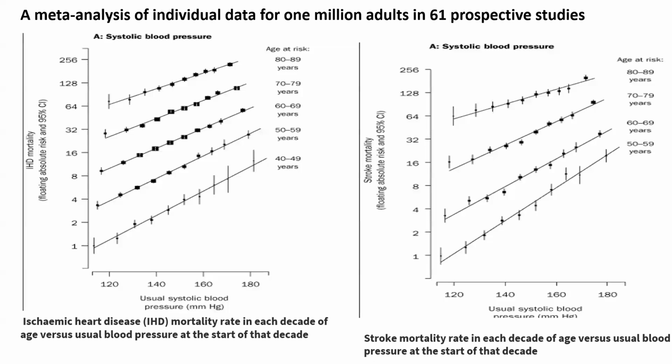This is a meta-analysis of 61 prospective studies, and we can see that the risk for mortality from ischemic heart disease rises steeply in each age group, starting from a blood pressure as low as 115 millimeters of mercury. As the blood pressure increases, the hazard ratio, the risk for ischemic heart disease mortality, increases steeply. That's also true for stroke mortality.